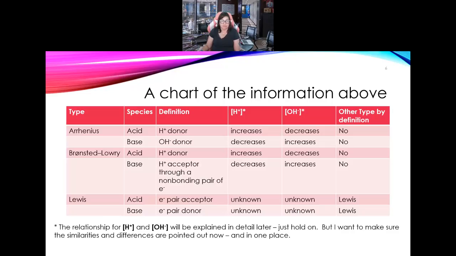Awesome possum, right? Here's a table for you, because I find tables are easier for me. So the type of acid, Arrhenius, Bronsted-Lowry, or Lewis, whether they're acids or bases, how they're defined, and the H plus, what happens to it, up or down, the OH minus, what will happen to it, up or down, and do they fit by any other definition? Okay. Questions, comments, problems? Hopefully none, but that's the information in table form.